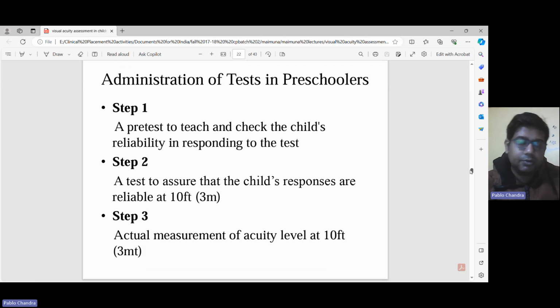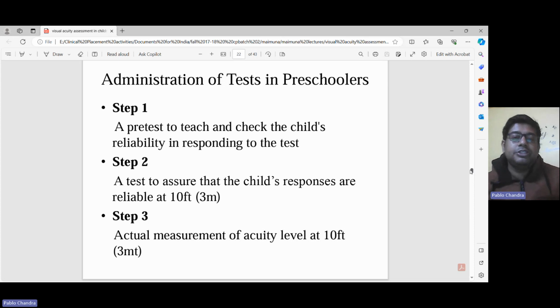Administration of tests in preschool. Now we come to the preschool. We have done with the infants, we have done with the toddlers. Now we will do the preschool, meaning before the child is going to school. Now he can see a little bit more, and here is how to do it.